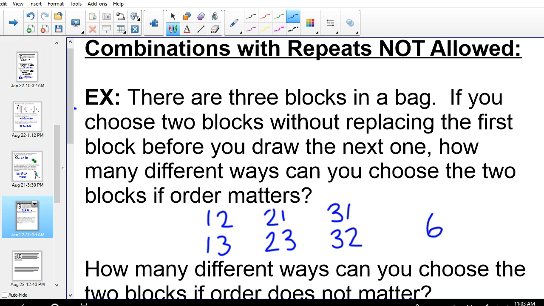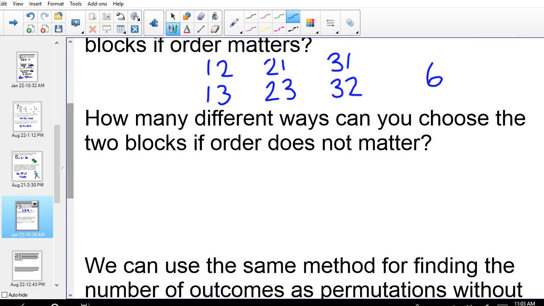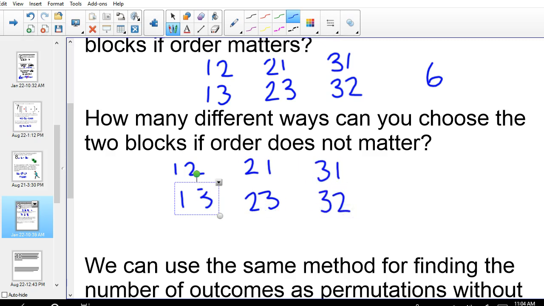But if you are just choosing 2 blocks, it might not matter what order that you choose those blocks in. So if we are doing this, how many different ways can you choose the 2 blocks if order does not matter? So basically what I want to do, let's take what we just had, 1, 2, 1, 3, 2, 1, 2, 3, 3, 1, 3, 2. This is what the order mattered here. And let's mark out any that are repeats. So I've got 1, 2, I've got 1, 3. Those are different. 2, 1. Is that any different than 1 and 2, if order doesn't matter? Nope.